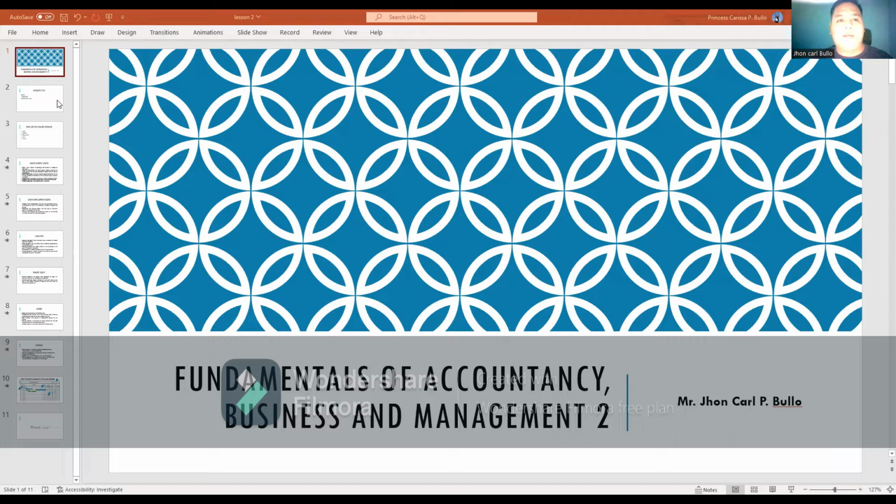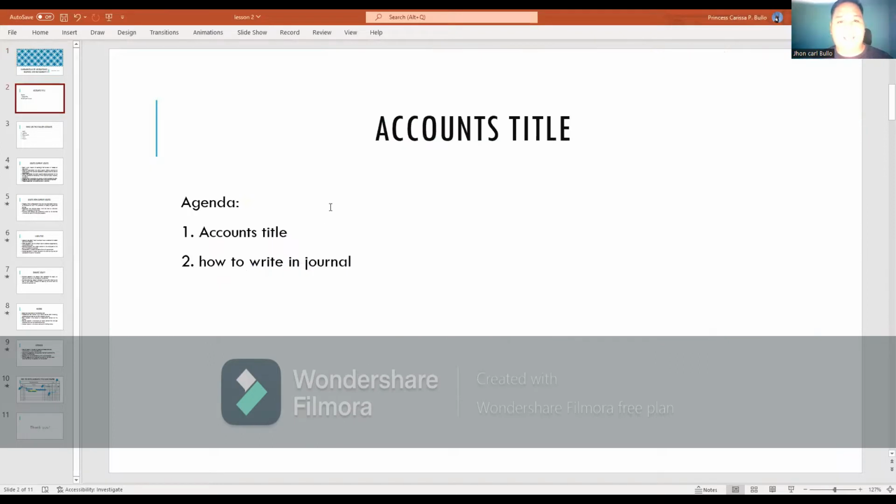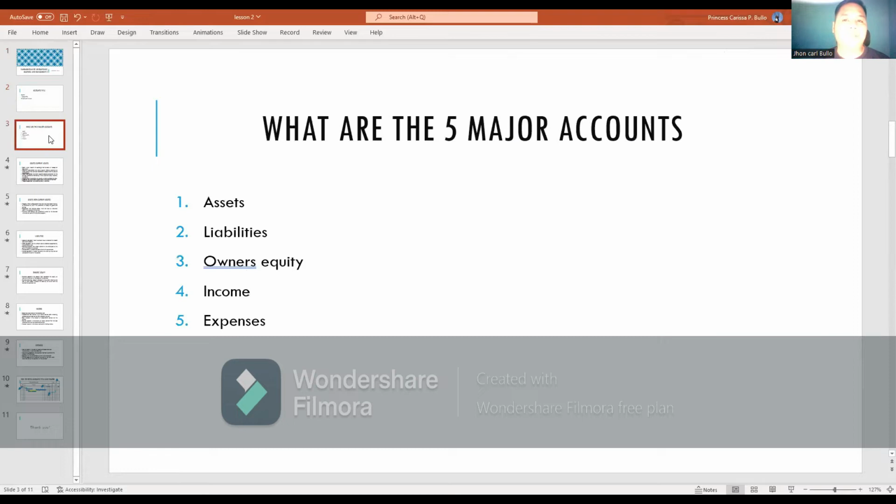And for today's agenda, we have the accounts titles first, and the second will be how you are going to write those figures or even the titles in the journal. But before that, let me take a short review with regards to how we are going to identify different account titles and where the account titles would be fitted.